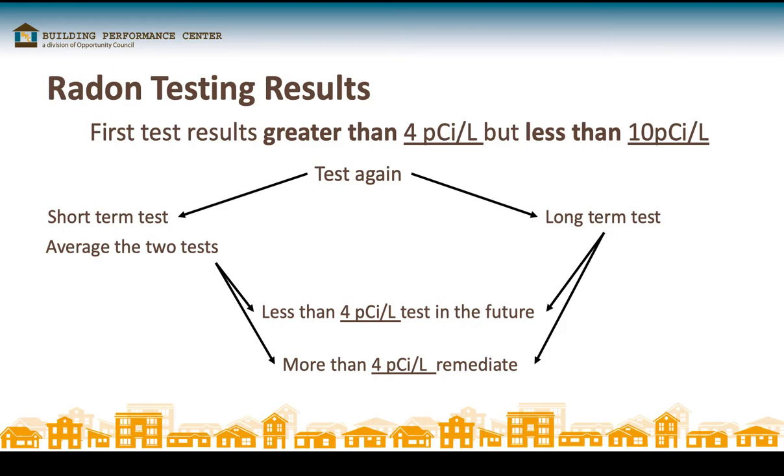So if you're doing a short-term test and you average the 2 tests, less than 4 picocuries per liter, they would suggest you test again. But if it's more than 4 picocuries per liter, then they recommend that you remediate the radon. With the longer test, it's the same thing. If you're less than 4, consider testing again. If you're more than 4, remediate.